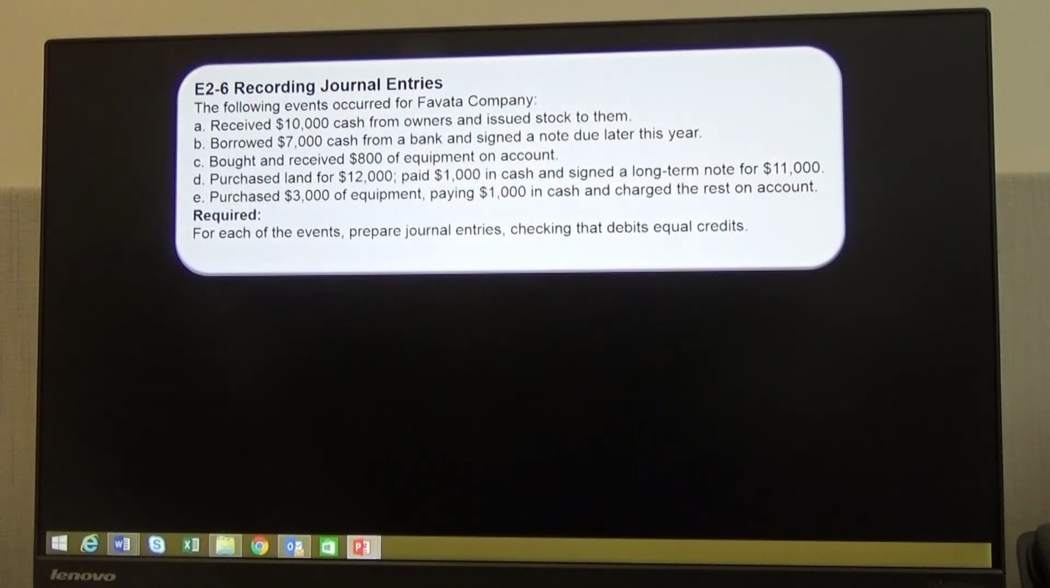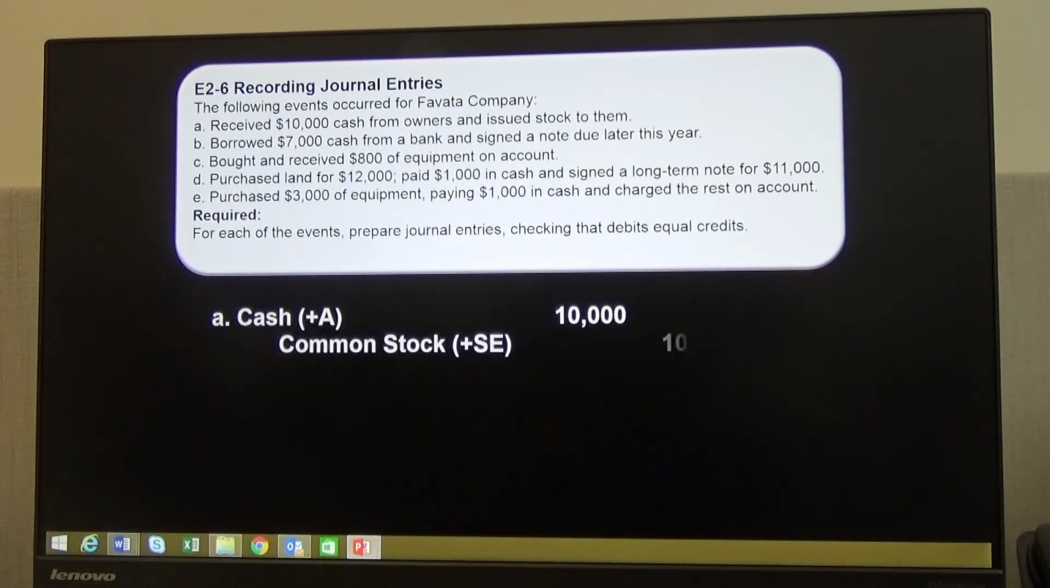Okay, some more journal entries. When we receive $10,000 cash from owners and issue stock, hopefully now this seems very easy to you. We simply debit the cash for $10,000 because the cash increased, and we credit common stock because the stock increased, and because stock is a right side account, we increase it with credits, and because cash is a left side account, we increase it with debits.